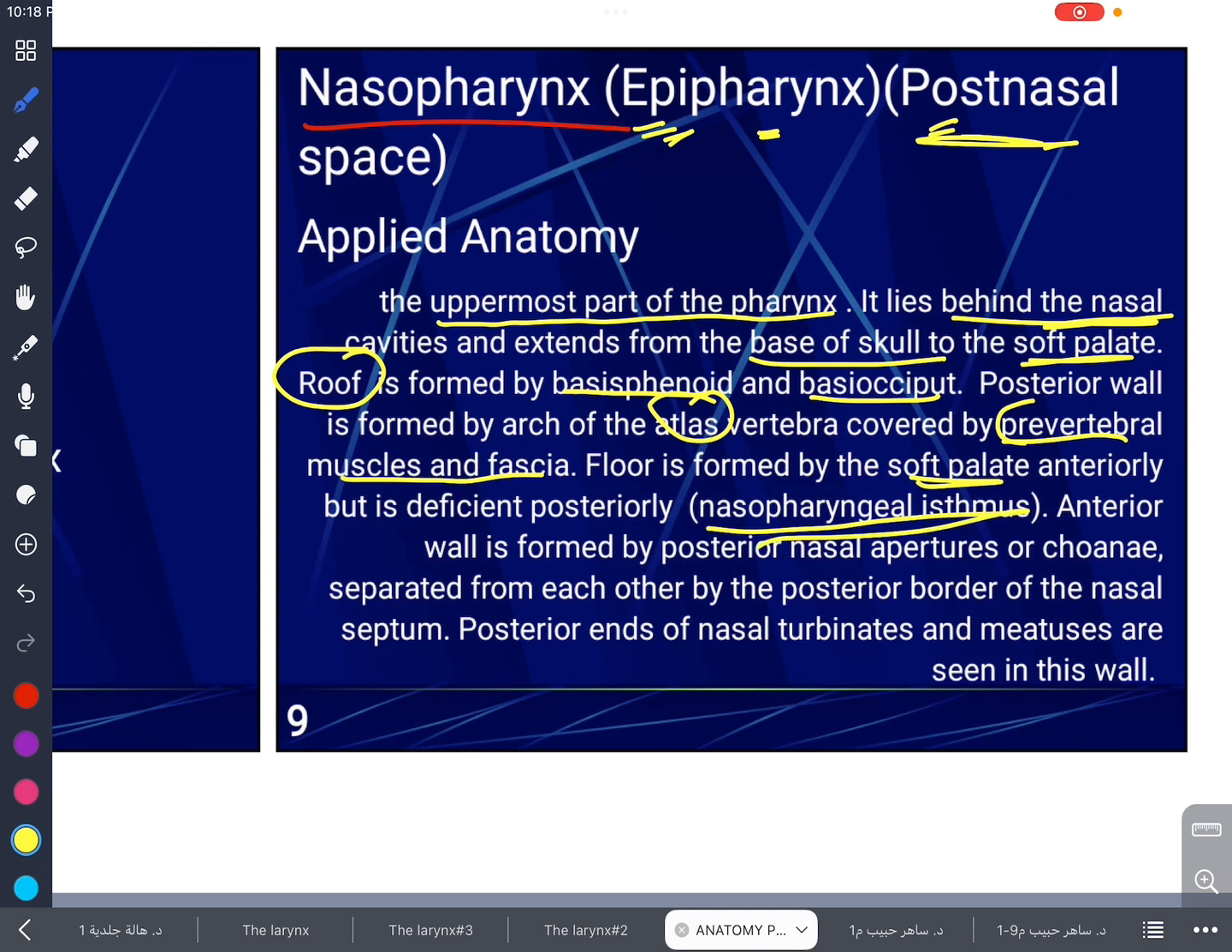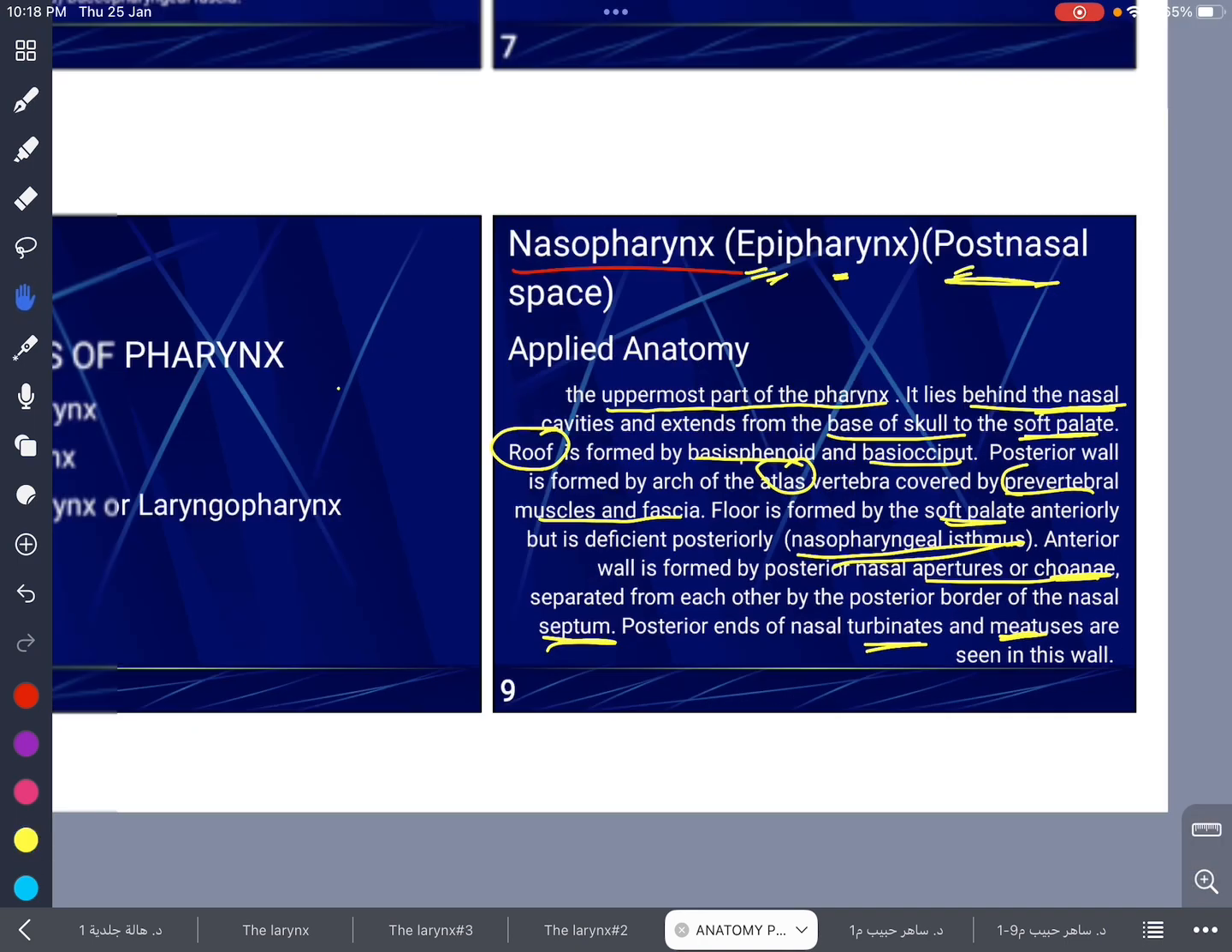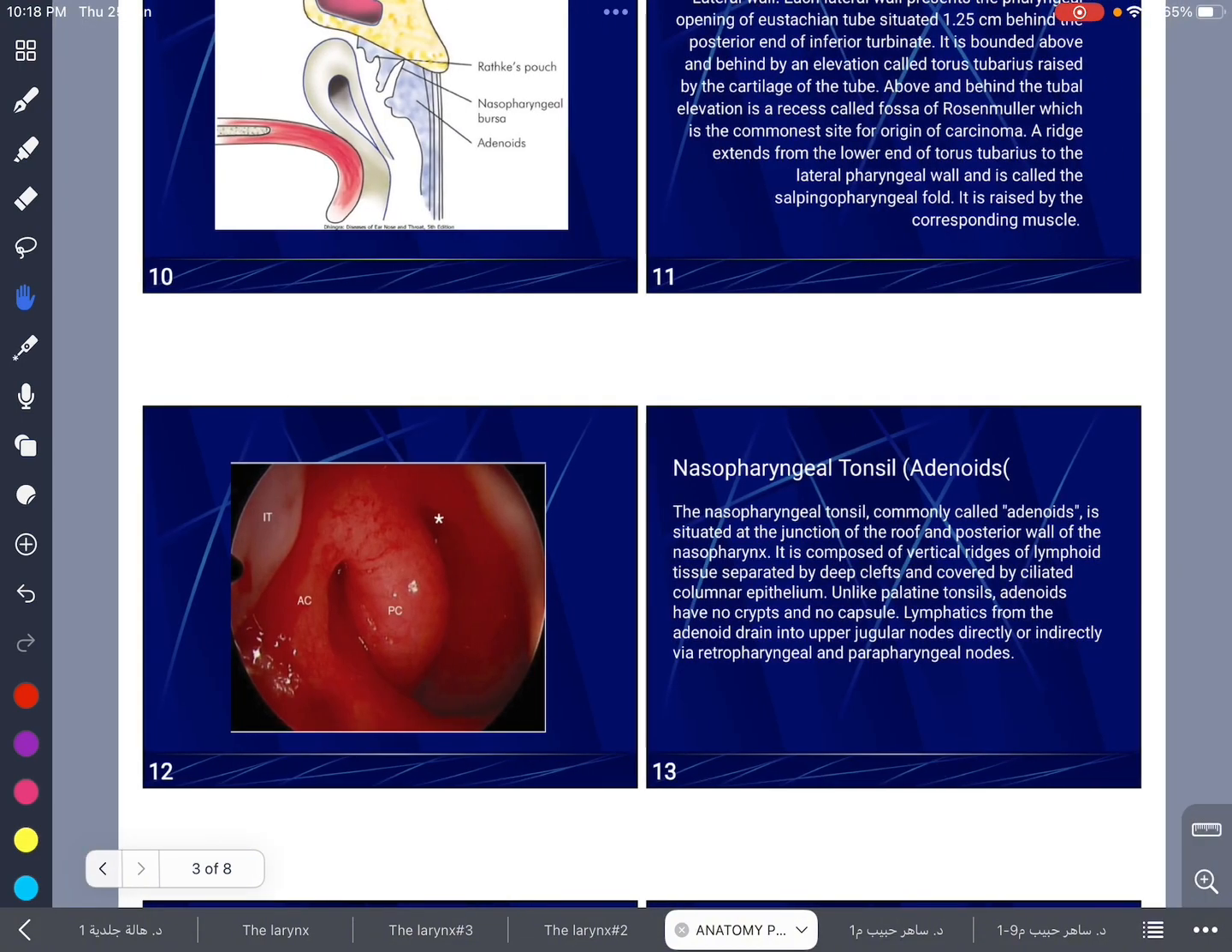الانتيريور وول راح يكون هو الجزء الخلفي مال النيزل كافيتي. ايش هو الجزء الخلفي مال النيزل كافيتي؟ يعني هو راح يكون البوستيريور كواني، ويتكون من البوستيريور بوردر مال النيزل سيبتمز، وكذلك البوستيريور اسبيكت مال النيزل تربينيت والنيزل مينيتس. فإن شاء الله تكون واضحة.